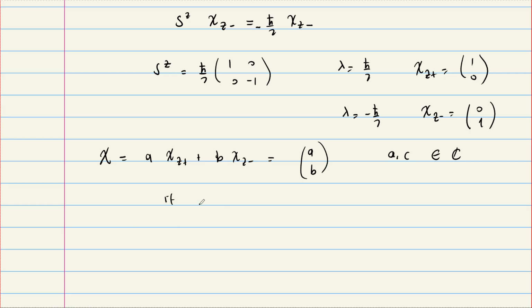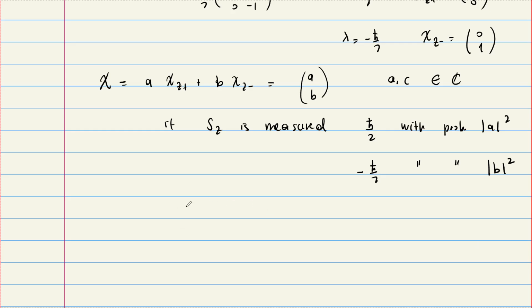And if SZ is measured, what do we get? Somebody prepared this state and gave it to you, and you measure SZ. You either get plus h bar over 2 with probability |A| squared. You don't get A squared. A squared is the probability, and the result of the measurement is h bar over 2. That's important. Or you get minus h bar over 2 with probability |B| squared. And since probabilities should add up to 1, we also have |A| squared plus |B| squared equals 1. Everything just matches nicely.